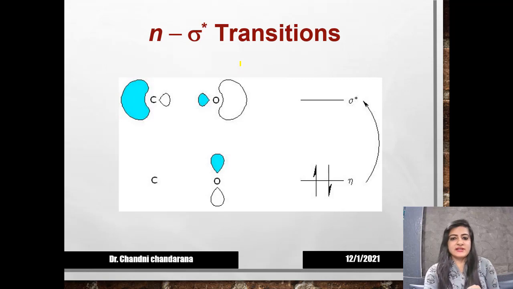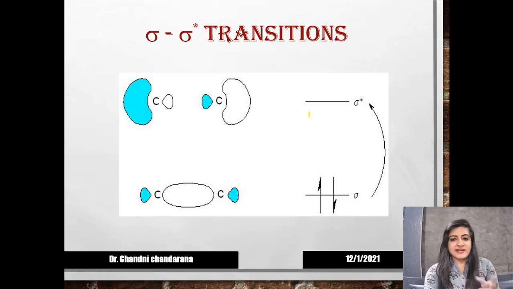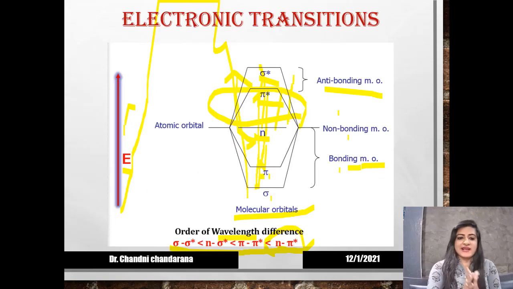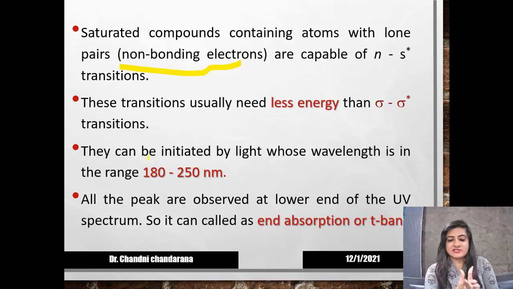This transition needs less energy than sigma to sigma star, as we have seen over here. It can be initiated by light whose wavelength is in the range of 180 to 250 nanometer. As it requires less energy, it will have wavelength up to 250 nanometer, so 180 to 250 nanometer is the range for n to sigma star transition, for compounds like methanol and ethanol.